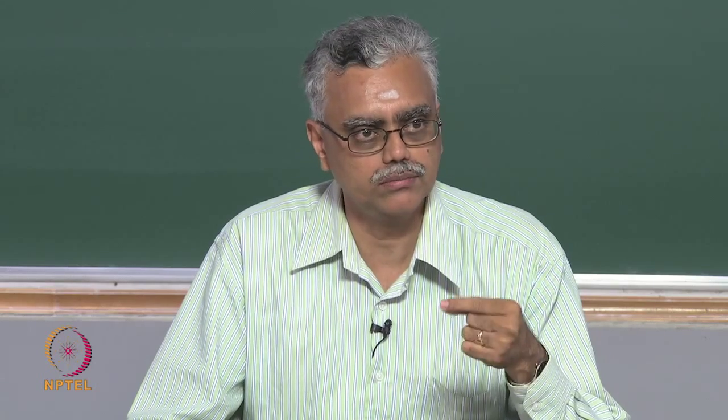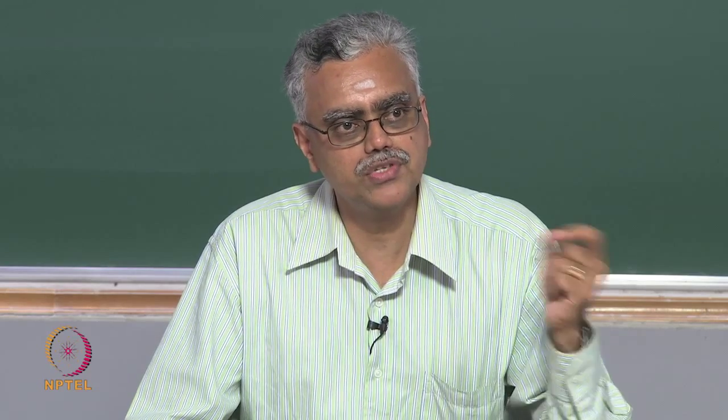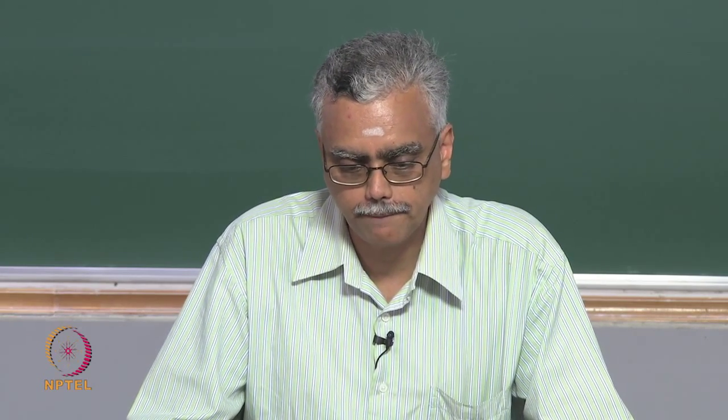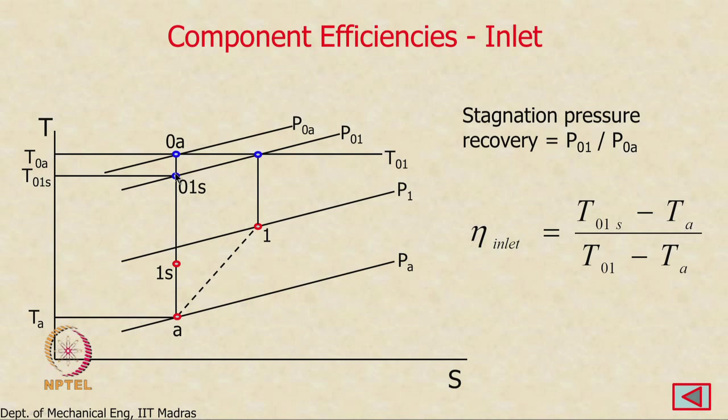We go from P0A, T0A to P01, T01 with T01 being equal to T0A. What I am going to do is convert this into an equivalent change in stagnation temperature. So we go from P0A, T0A to P01s and T01s along an isentropic path. If you look at this diagram, we go from 0A to 01s, and 01s is such that P01s is equal to P01. And so the efficiency is defined like this.